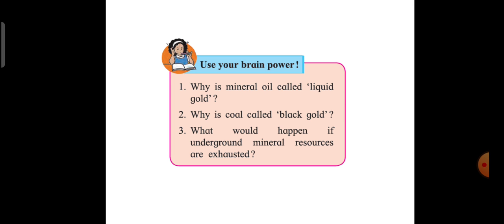Next, what would happen if underground mineral resources are exhausted? Very important. If all the minerals are exhausted from the earth, then we will not be able to get different metals and fuels. Due to the lack of fuels, there would be an energy crisis, and transportation and industries would come to an end. And once again, man would become a primitive human being without them.